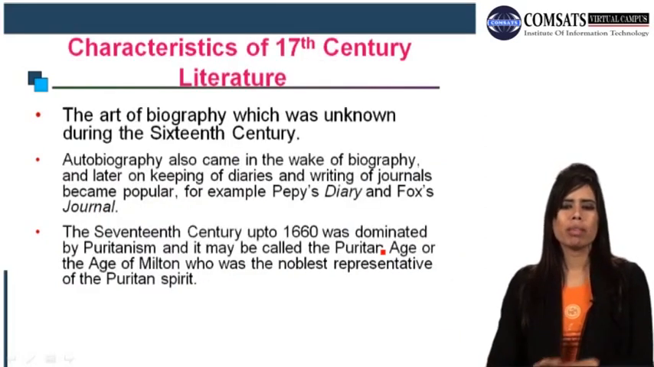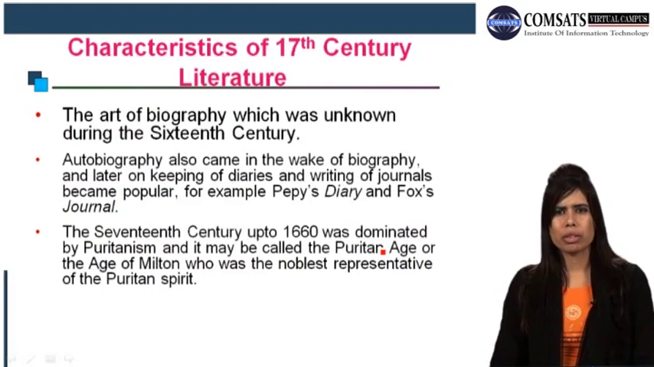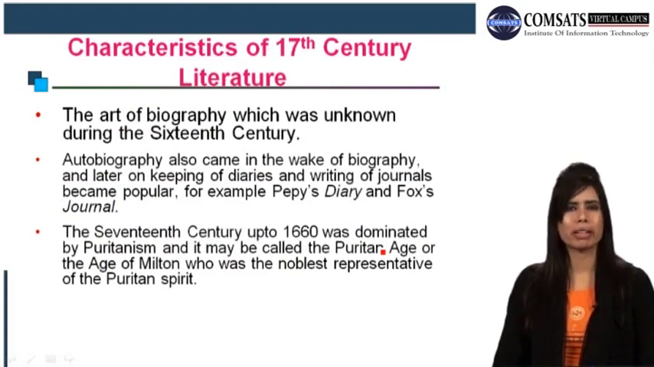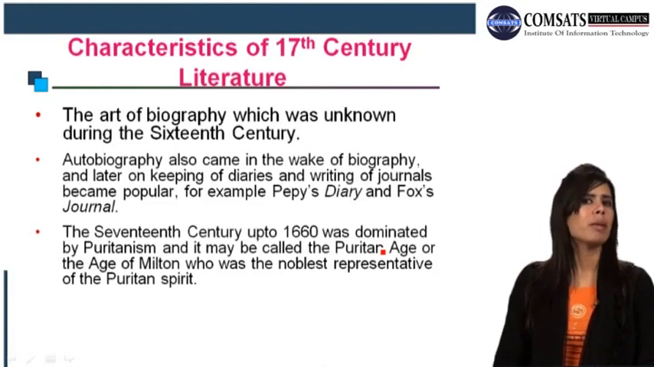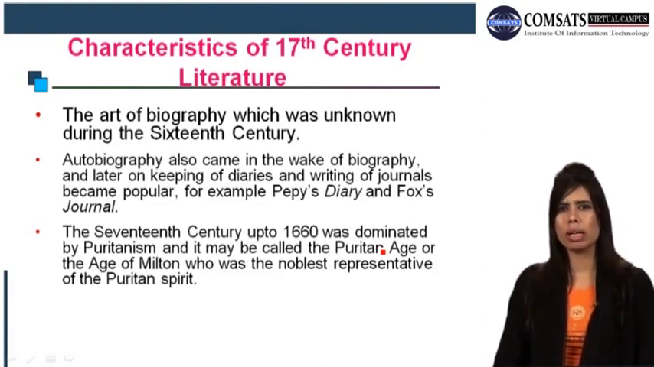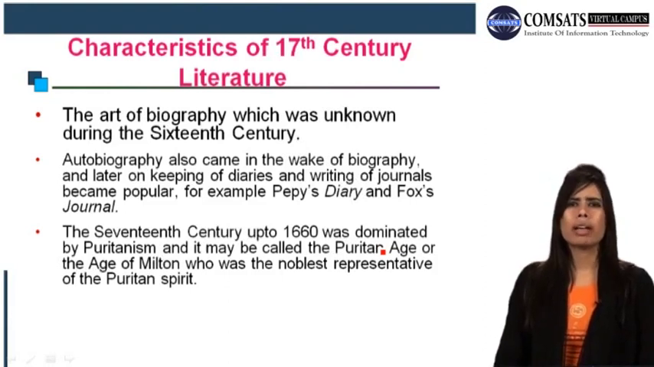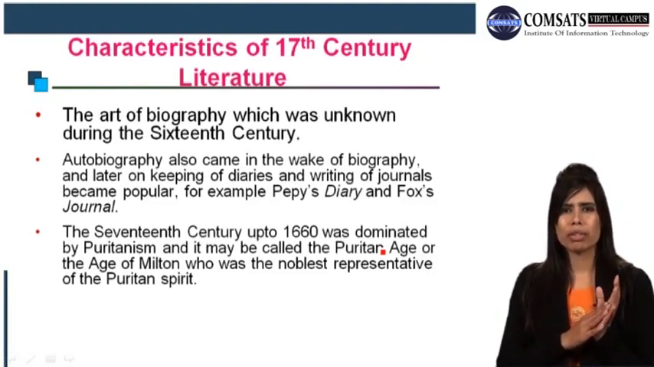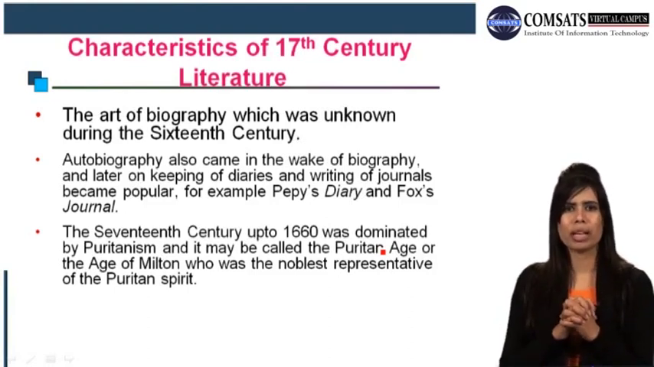Fine. What are the characteristics of the 17th century literature? Basically, the art of biography, which was unknown during the 16th century. This is the most prominent characteristic of the 17th century literature. My dear students, as I told you when we were doing the Elizabethan age, we don't have much material relevant to Shakespeare's life. Why? Because they didn't have the trend of writing biographies or autobiographies during the Elizabethan age.